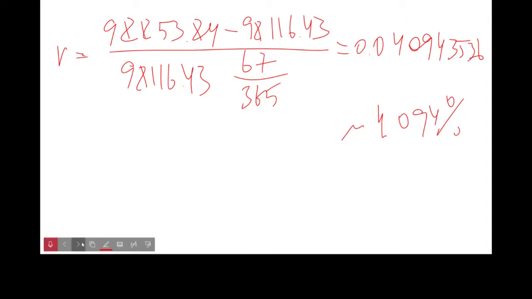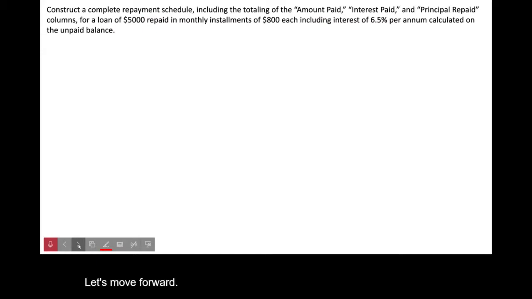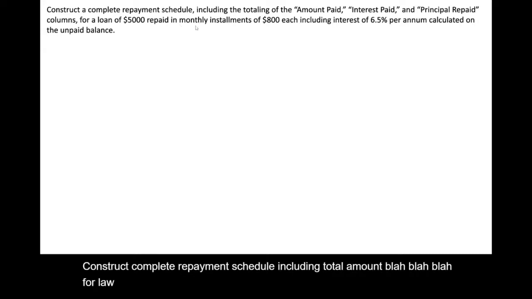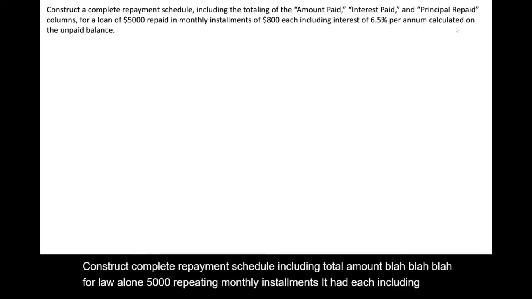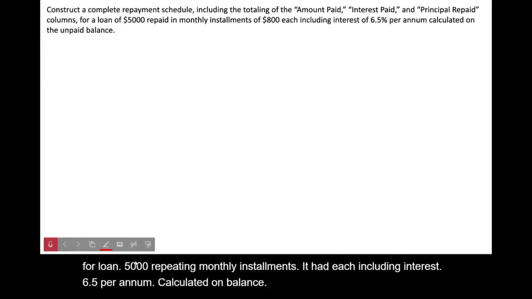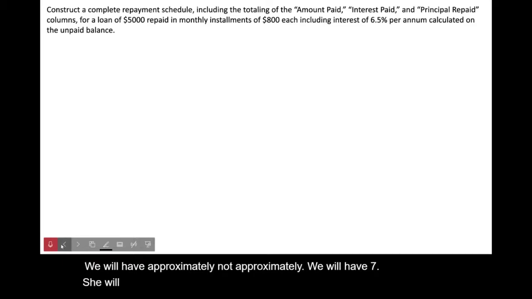Okay, let's move forward. Construct a complete repayment schedule, including total amount and so on. For a loan of 5,000, repaid in monthly installments of 800 each, including interest at 6.5% per annum, calculated on the unpaid balance. So we will have 7 payments.